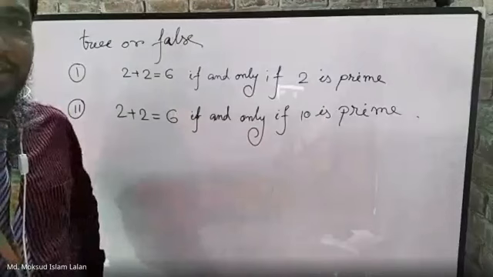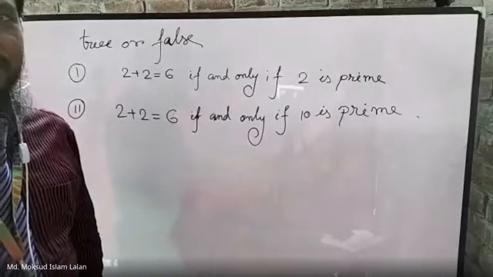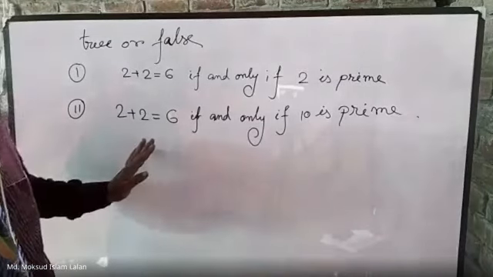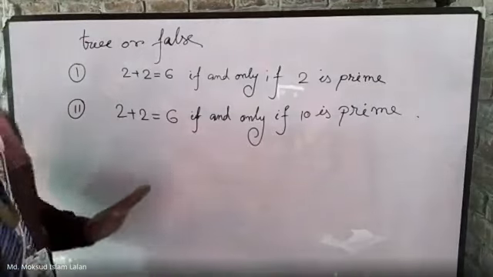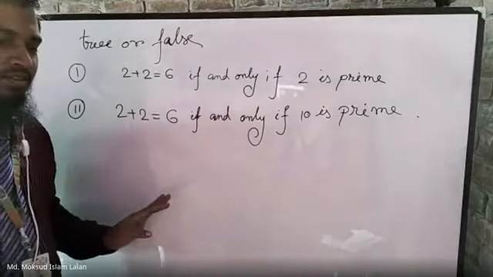Now, which one is true and which one is false? I think you can see the board clearly, right? Now, coming to our part today, we are going to determine some statements, such as: 2 is prime, and only if 10 is prime.